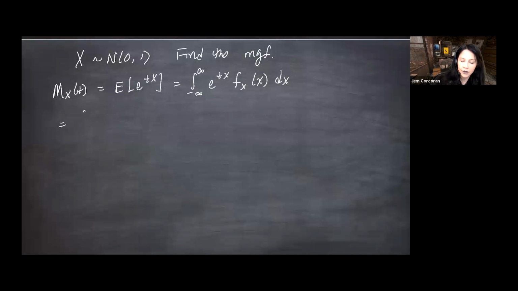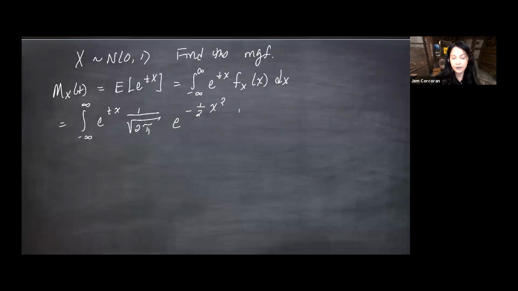This is the integral. It does stay minus infinity to infinity because that's the support for this distribution. And the normal 0, 1 has the PDF 1 over the square root of 2 pi e to the minus 1/2 x squared. I just plugged in sigma squared is 1 in what I wrote down earlier. And so to do this, I'm going to combine the e's.